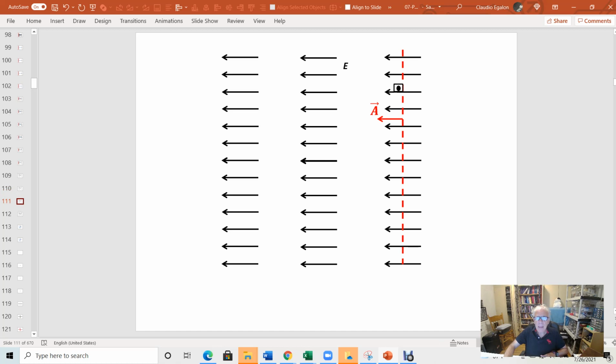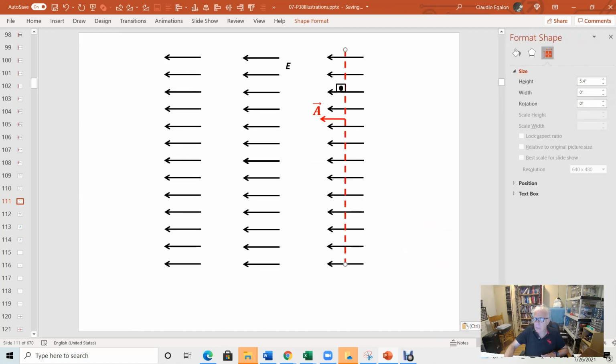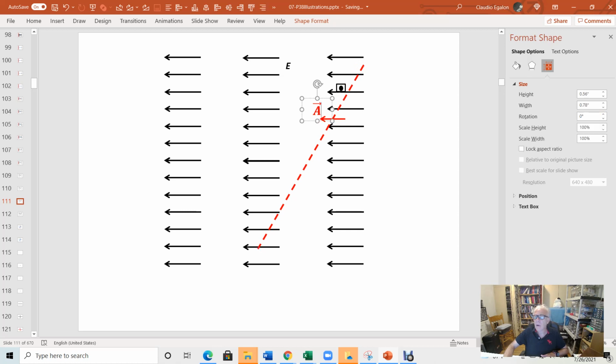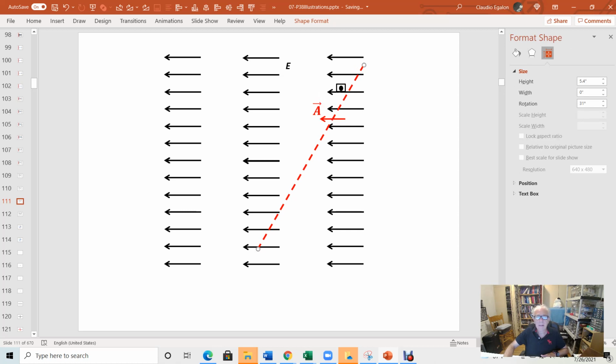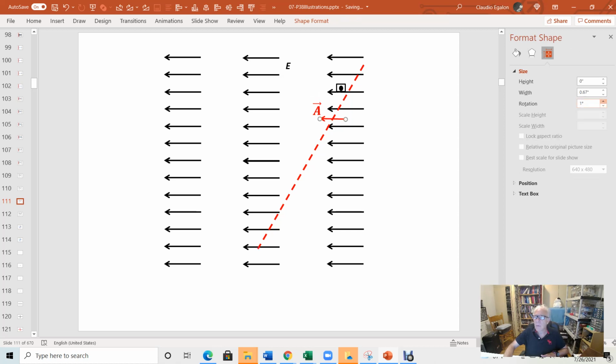However, if the area vector weren't parallel and the surface were a little bit rotated, here I'm rotating the imaginary surface and displacing it a little bit more. Now you're going to have fewer electric field lines crossing the surface. Not only would the surface be rotated, but the area vector would be rotated as well. Okay, 31 degrees.